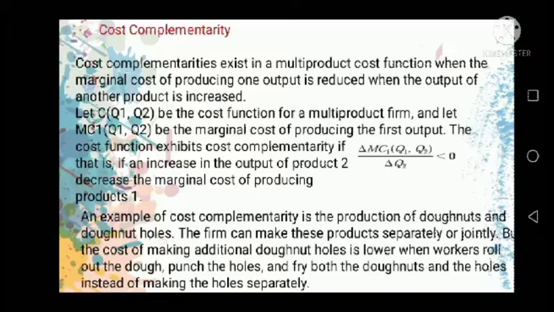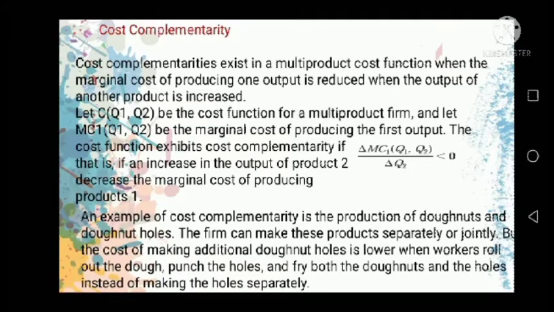Let us proceed to cost complementarity. Cost complementarity exists in a multi-product cost function when the marginal cost of producing one output is reduced when the output of another product is increased. Let C(Q1, Q2) be the cost function for a multi-product firm, and let MC1 be the marginal cost of producing the firm's output. The cost function exhibits cost complementarity if an increase in the output of product 2 decreases the marginal cost of producing product 1.